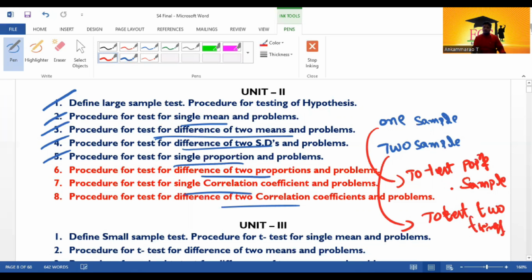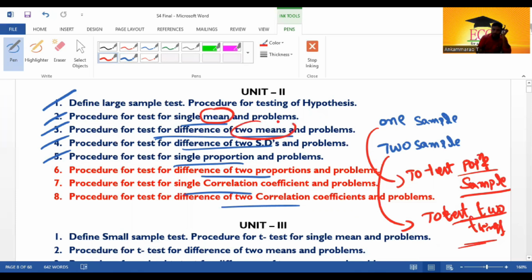ఇలా మనం టెస్ట్ చేయాలి. వన్ శాంపుల్ అయితే పాపులేషన్ ని శాంపుల్ కి మధ్య డిఫరెన్స్ ఉందా లేదా టెస్ట్ చేయాలి. టూ శాంపుల్ అయితే డైరెక్ట్ గా టూ శాంపుల్స్ మధ్య డిఫరెన్స్ ఉందా లేదా టెస్ట్ చేయాలి. ఇక్కడ ఫస్ట్ ది సెకండ్ వన్ సింగిల్ మీన్ అన్నారు. సింగిల్ మీన్ అంటే వన్ శాంపుల్ అన్నప్పుడు శాంపుల్ మీన్ కి పాపులేషన్ మీన్ కి డిఫరెన్స్ ఉందా లేదా టెస్ట్ చేయాలి.